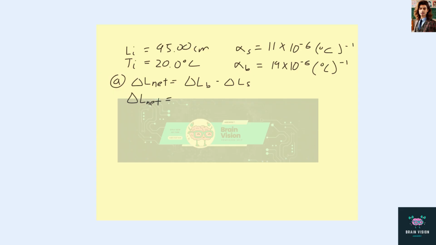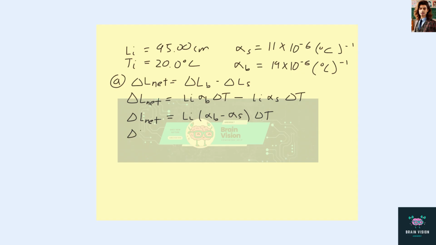delta L B is going to be Li, the initial for brass, times alpha B times delta T. And then for steel, it is going to be Li. Li is the same for both because it's 95 centimeters, times alpha steel delta T. Delta T is also the same. And we can just simplify this. L net is equal to Li times alpha B minus alpha S, delta T.